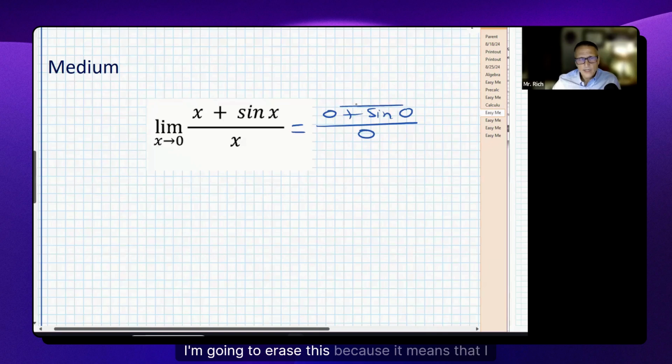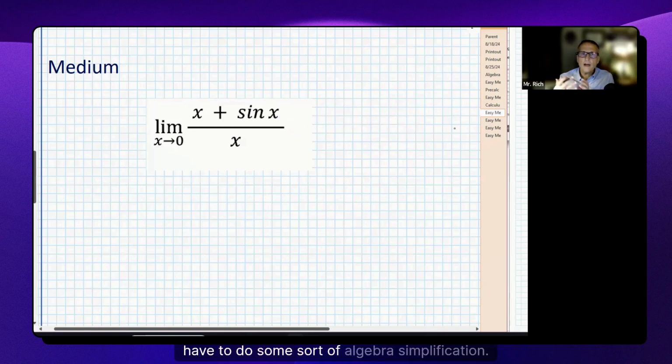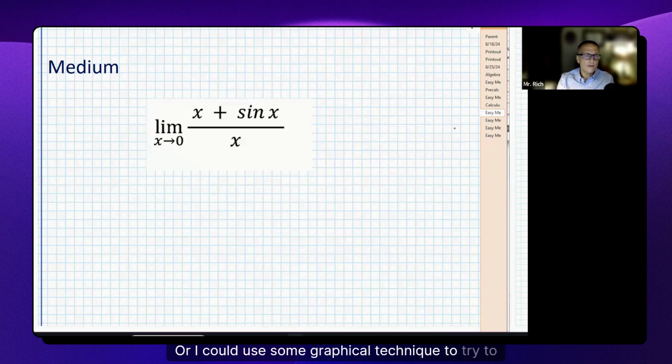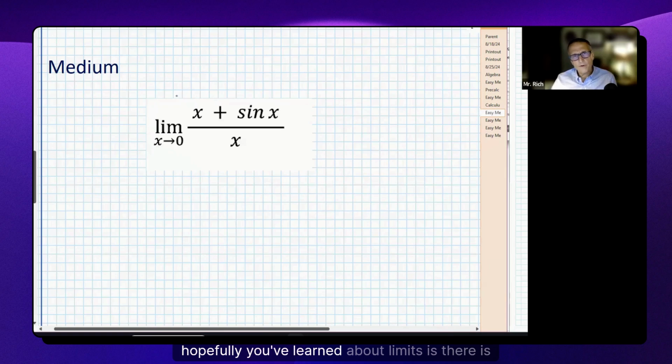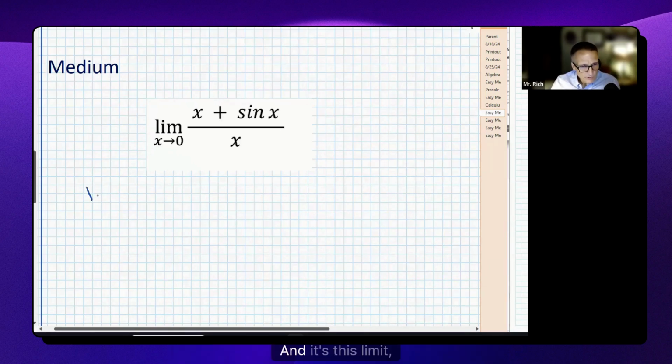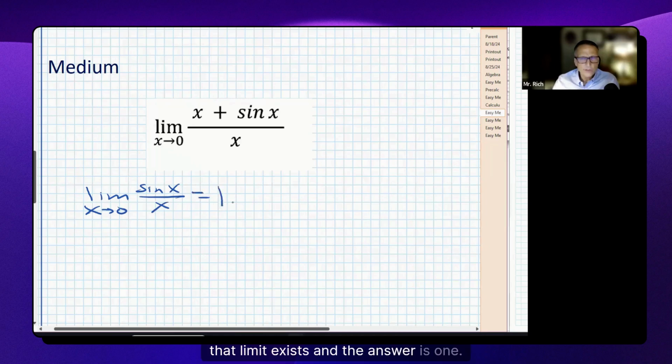I'm going to erase this because it means that I have to do some sort of algebra simplification, or I could use some graphical technique to try to evaluate what this limit is. But let's assume this is non-calculator active. Got to figure out how to do this with algebra. Well, one of the things that you have learned, hopefully, about limits is there is a special limit involving sine. And it's this limit: the limit as x approaches 0 of sine x over x. That limit exists, and the answer is 1.